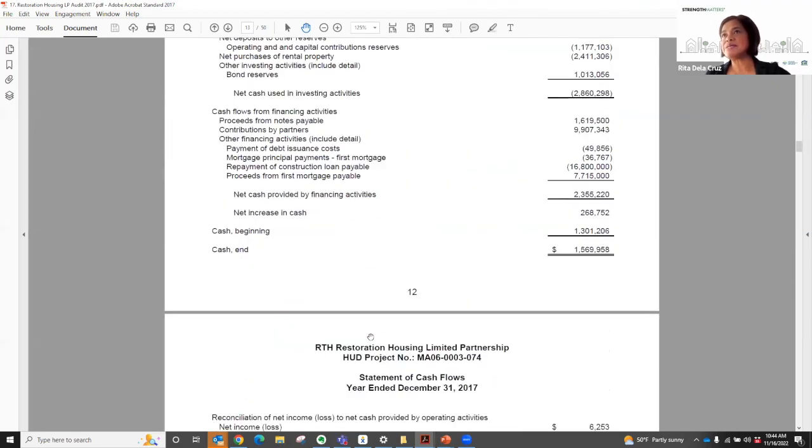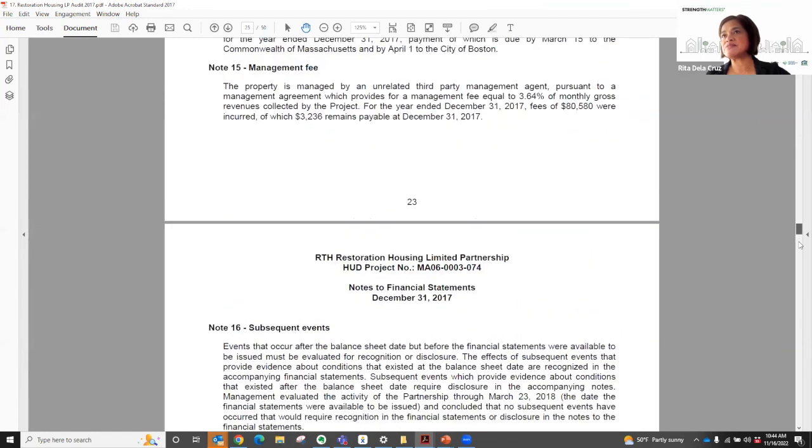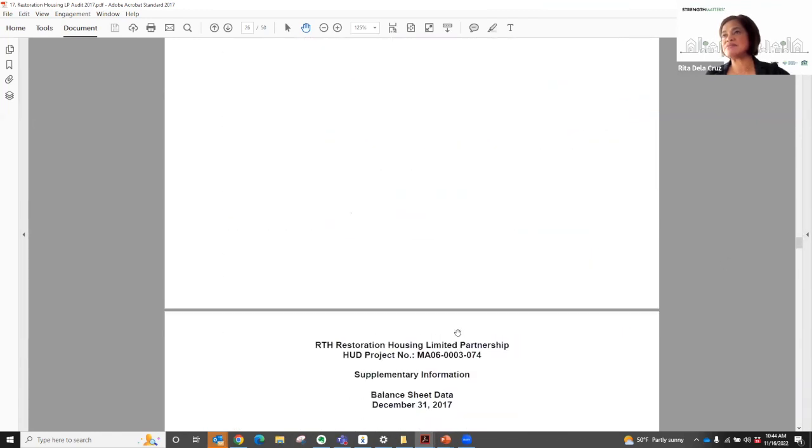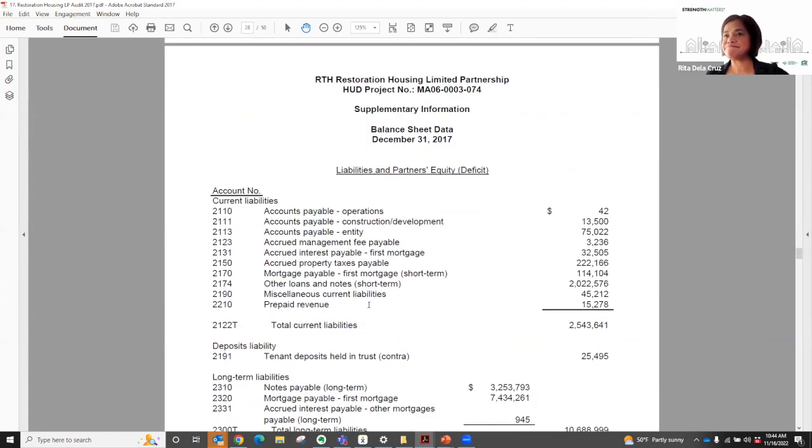So again, because this is a HUD project, you'd see supplementary information towards the end that is required by HUD, which has very specific account numbers. They have a very specific format and what to include in what account. And you would see that here.